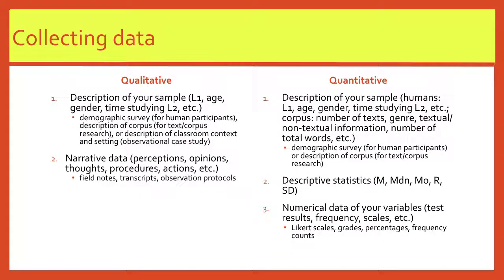There are some similarities and differences between the two research traditions in terms of the data you will need to collect in an original research project. In both qualitative and quantitative studies, researchers must collect data that describes your sample. For human participants, researchers usually devise a demographic survey that gathers information such as first language, age, gender, or length of time learning a second language.